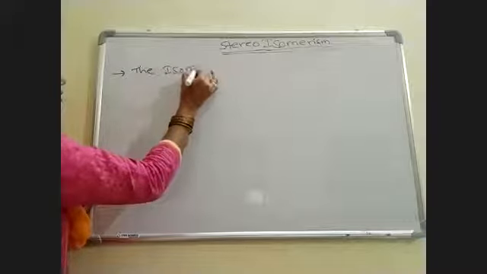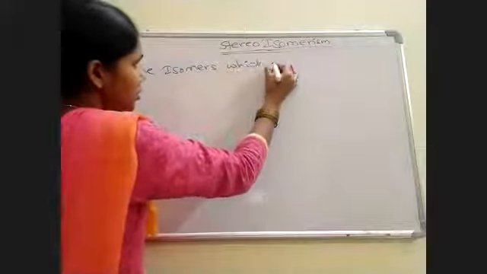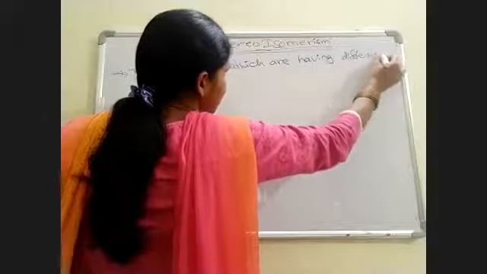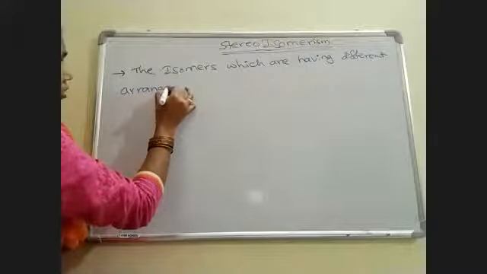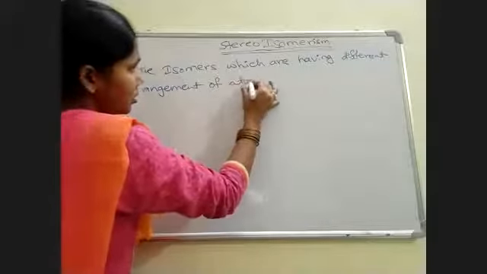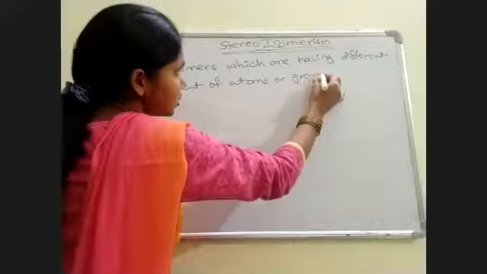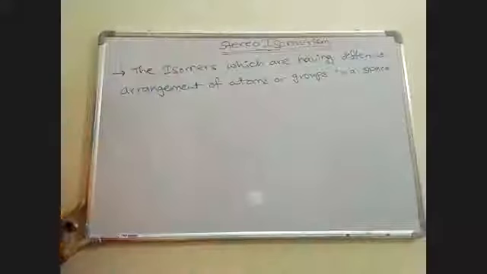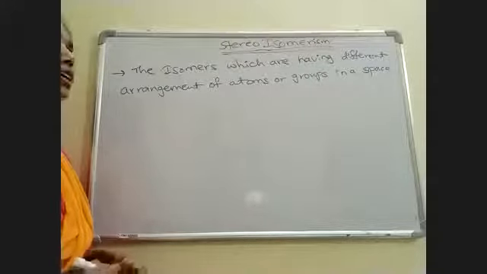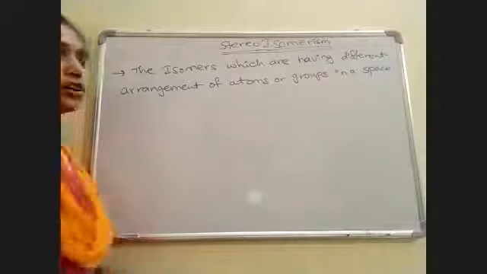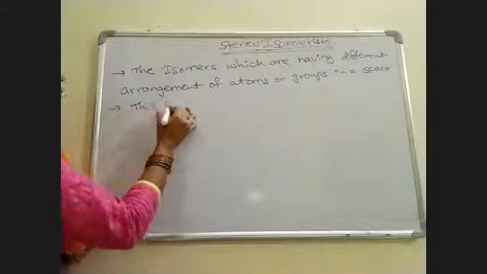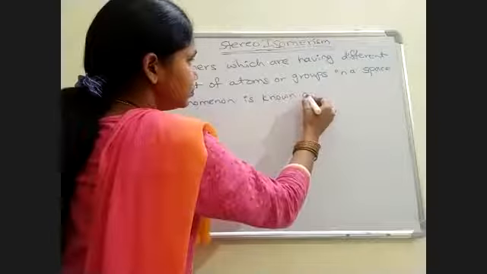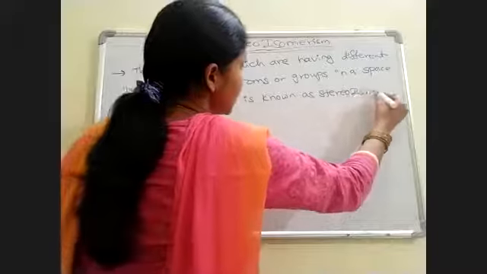The isomers which are having different arrangement of atoms or groups in a space are called stereoisomers, and this phenomenon is known as stereoisomerism.